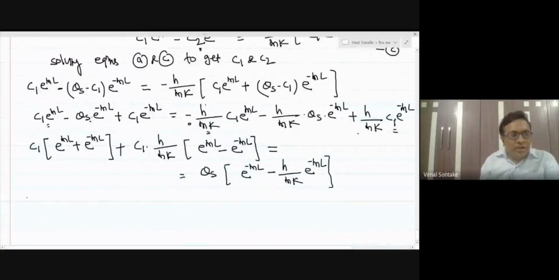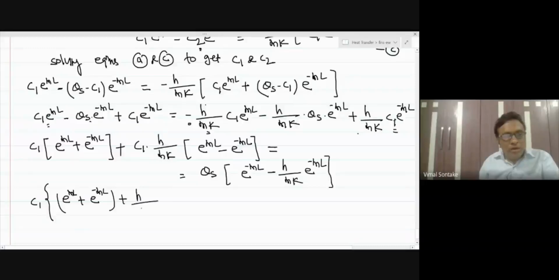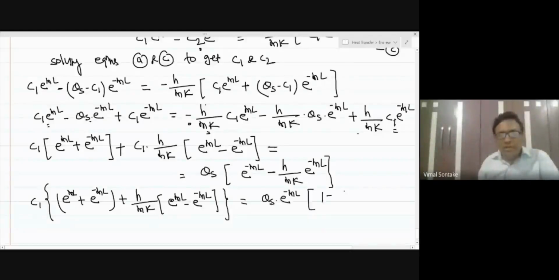Once again, C1 is common here, so I will take it out. What else will remain here? C1 is constant, and this will become e to power ml plus e to power minus ml. This is the first term plus h over mk, e to power ml minus e to power minus ml. This is the left hand side, and on the right hand side e to power minus ml is common, so I can write it as theta s into e to power minus ml, 1 minus h over mk. This is the right hand side.